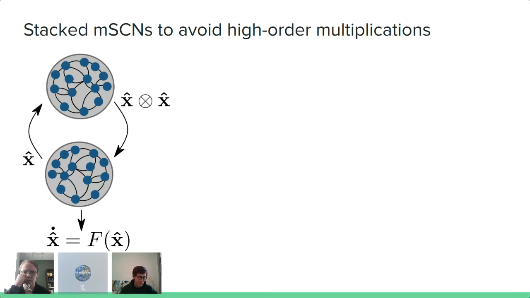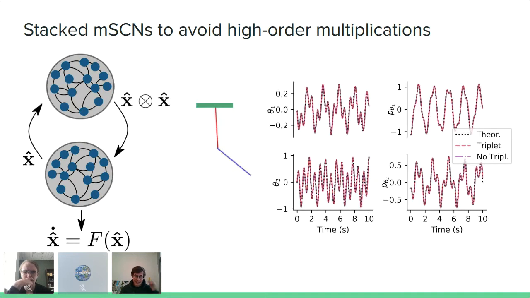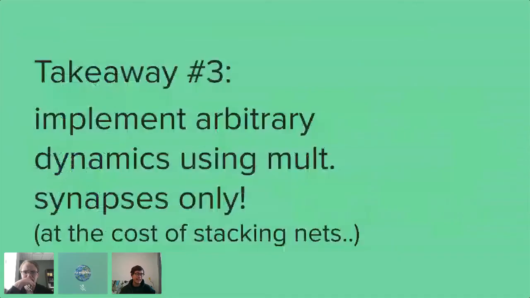And I want to show them in action here. I just want to show a small example. We can implement a double pendulum for small angles, which is an approximation that requires third-order multiplications. And we implemented it with two networks that have only pairwise synapses. And you can see in these plots, essentially the network output tracks the theoretical solution very, very well. So the third and final takeaway from these slides is that we can approximate nonlinear computations using only second-order multiplications, but this comes at the cost of stacking multiple networks together.